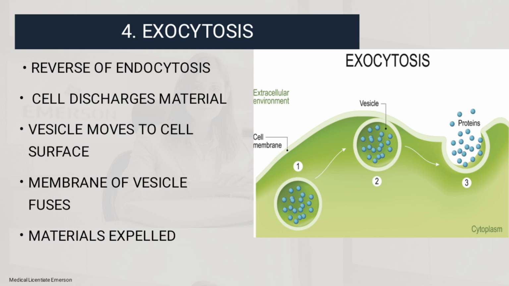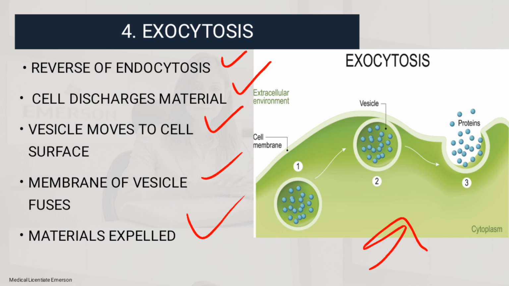Okay. Then the other type of transport is exocytosis, which is the reverse of endocytosis, where the cell discharges material. The vesicles move to the cell surface, then the membrane of the vesicle fuses, and the materials are expelled. So this is the reverse of endocytosis, and this is the illustration.